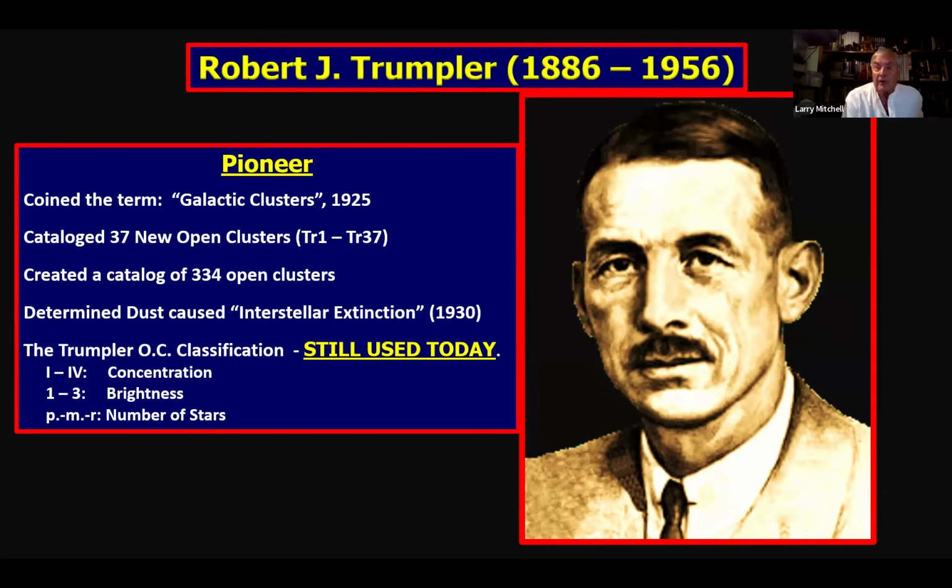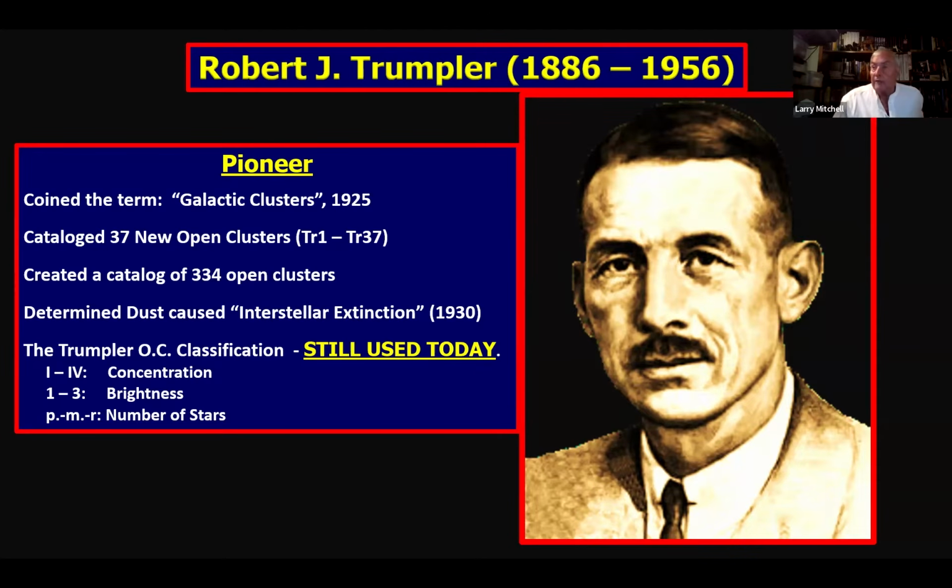He also devised his Trumpler open cluster classification, which is still used today. It basically takes a group of stars and measures them by concentration, brightness, and the number of stars. And additionally, if there's any nebulosity involved, he includes that as well.